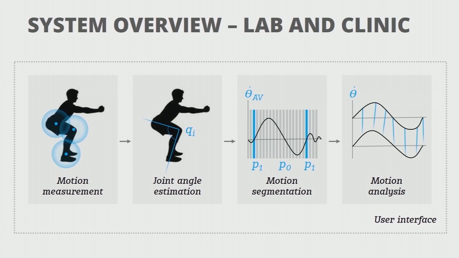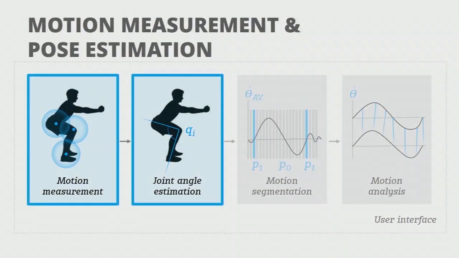And finally, we want to display and provide this information in a user interface, both to the patient and also to the clinician. So let me start with the first part of this system, and that is the motion measurement and joint angle estimation. Here we're particularly interested in online estimation, so we want to be estimating the pose as the measurement is taking place.